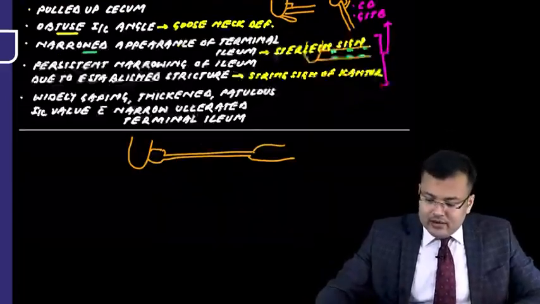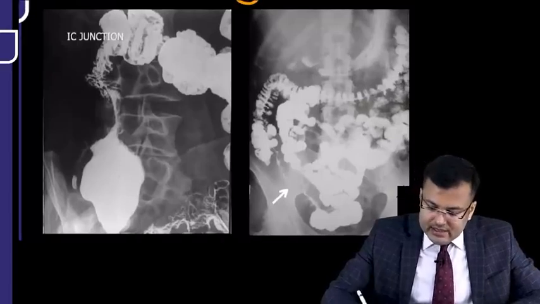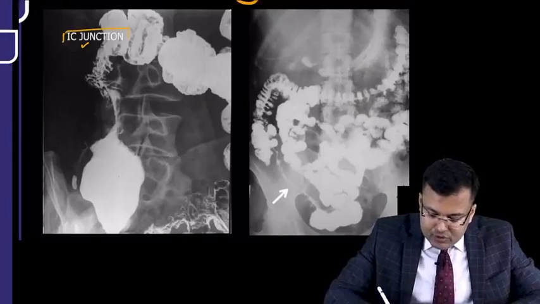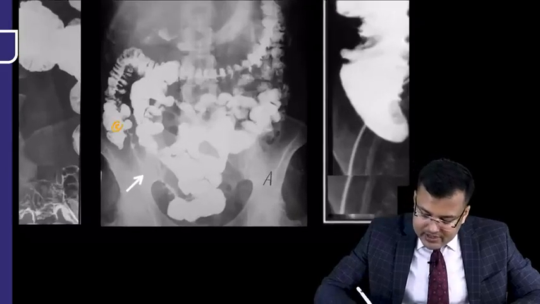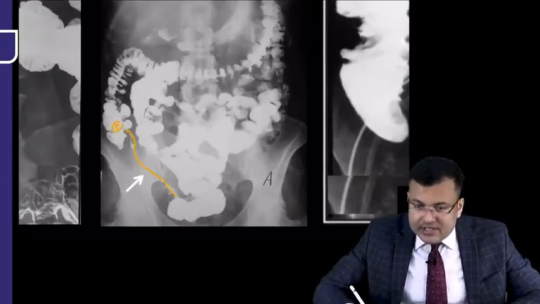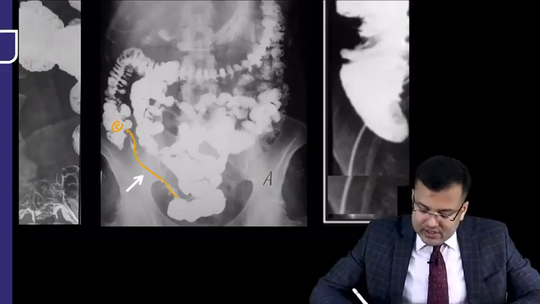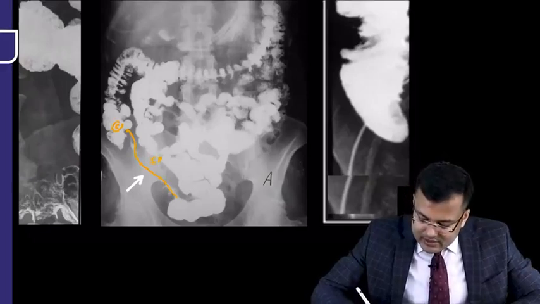How does it look? First have a look at this picture. In this picture you can see the IC junction. You can see that there is pulled up cecum. In the second image, this is the cecum, and because of persistent narrowing there is stricture. What is the name of this sign? This is known as string sign of Kantor.